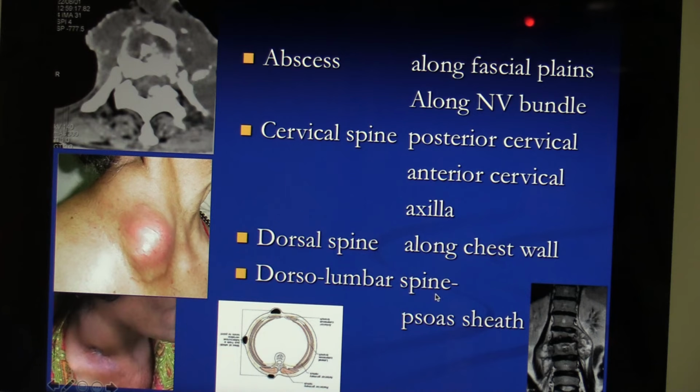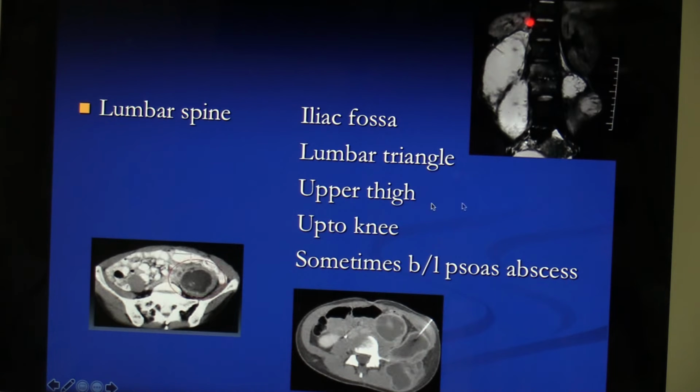In the dorsolumbar spine, it enters into the psoas muscle, and you could see here that this has entered into the psoas muscle. You could see this is the psoas muscle and produces a psoas abscess. In the lumbar spine, it may present in the iliac fossa. This is a huge psoas muscle.